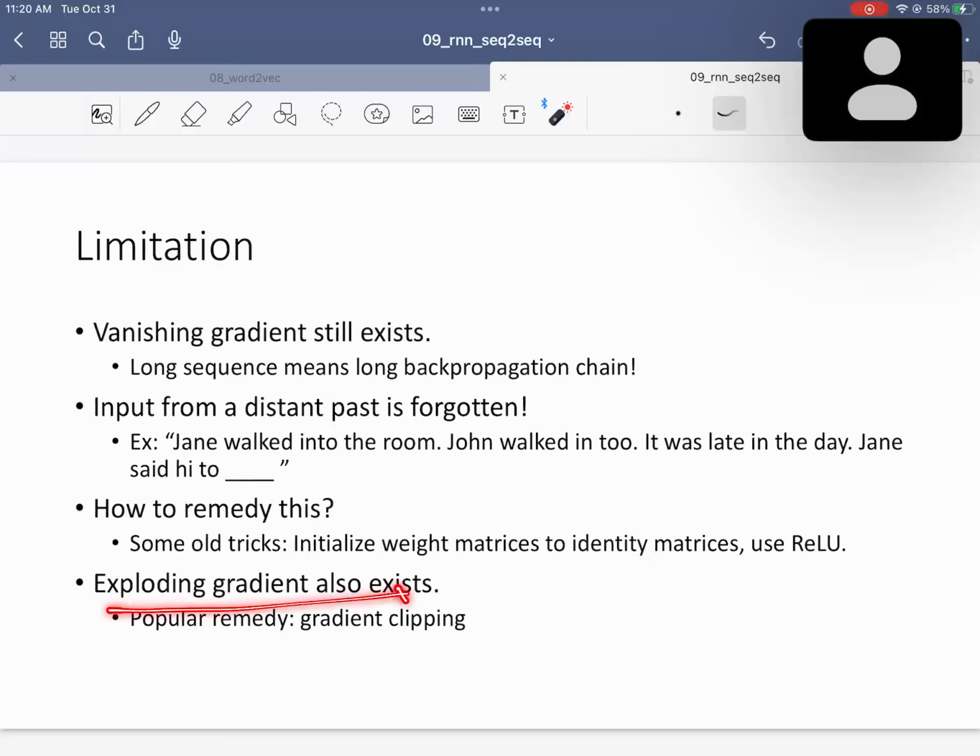And this also still exists. Exploding gradient also exists. Vanishing gradient, exploding gradient, they both exist. This is a little bit easier to handle because you just need to clip the gradient. But this one is not so easy.